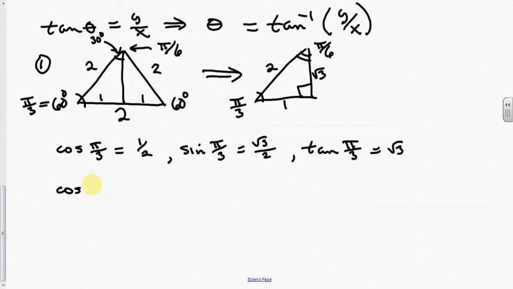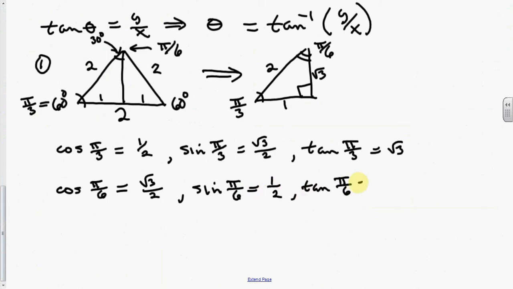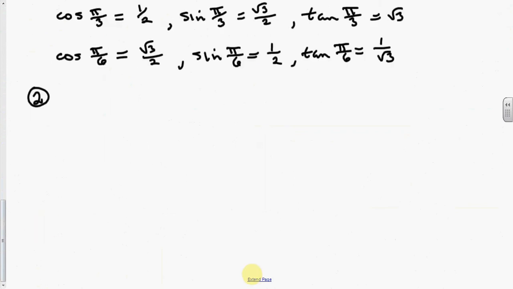Also, if we look at cosine of pi over 6, that gives us the square root of 3 over 2. Sine of pi over 6, 1/2. Tangent pi over 6, we get 1 over the square root of 3. That's the first thing that I think is very useful in gleaning from trigonometry. The second thing is the relationship with the 45, 45, 90 degree triangle. So let's call that number 2, and then we'll move on.